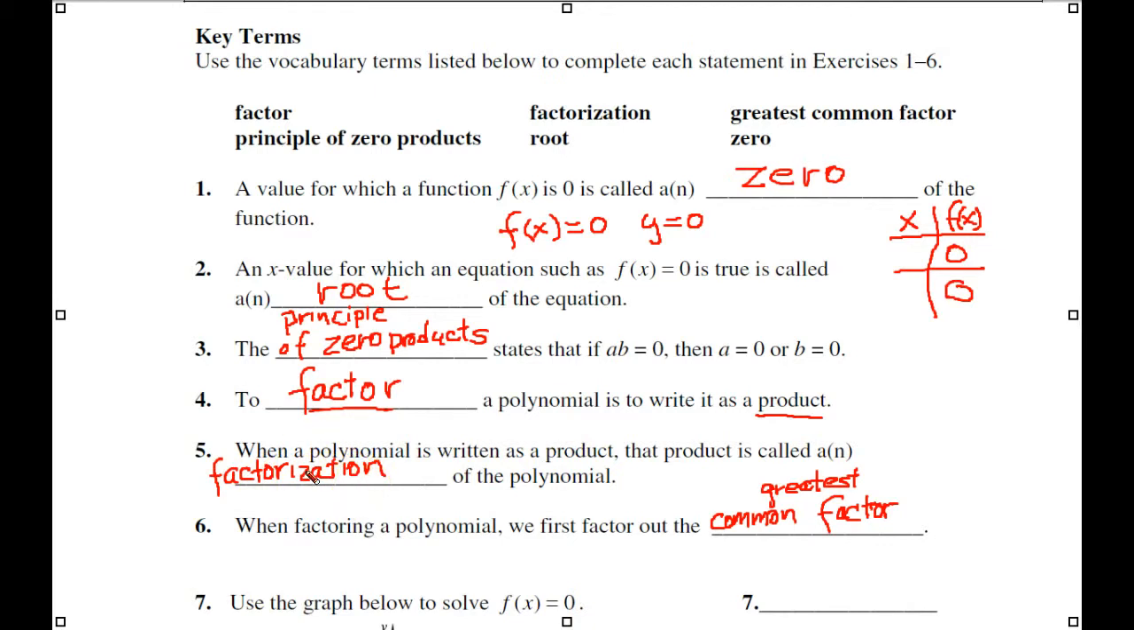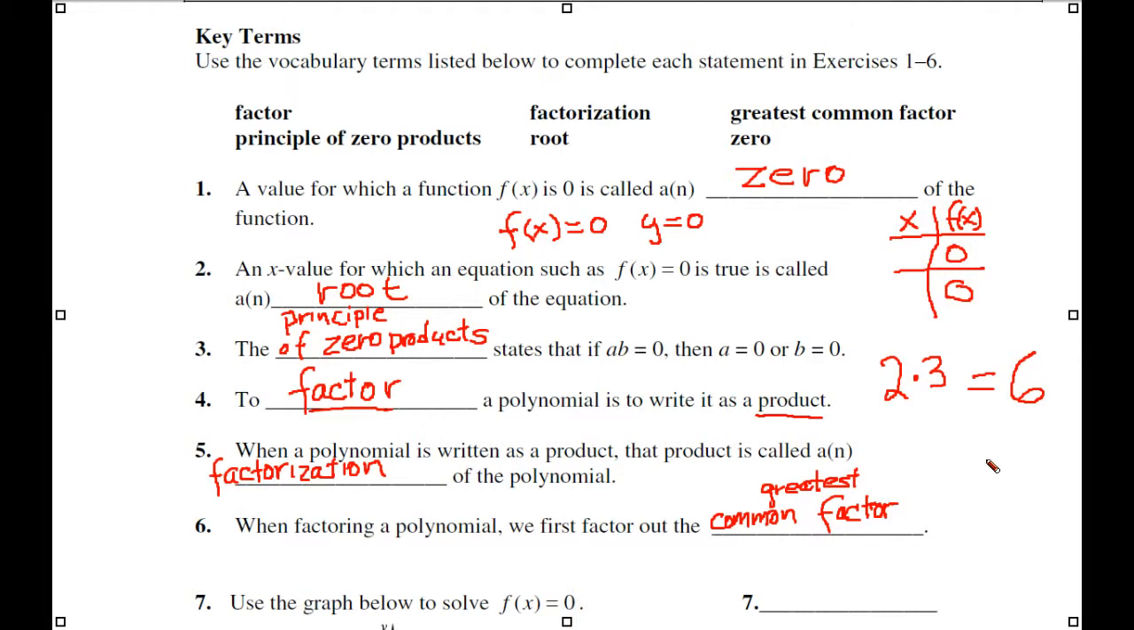Well, a very simple example would be if you had the number 6. Now 6 is the product. What were the factors? Well, 2 times 3 were a common set. So these would be a factorization of 6.